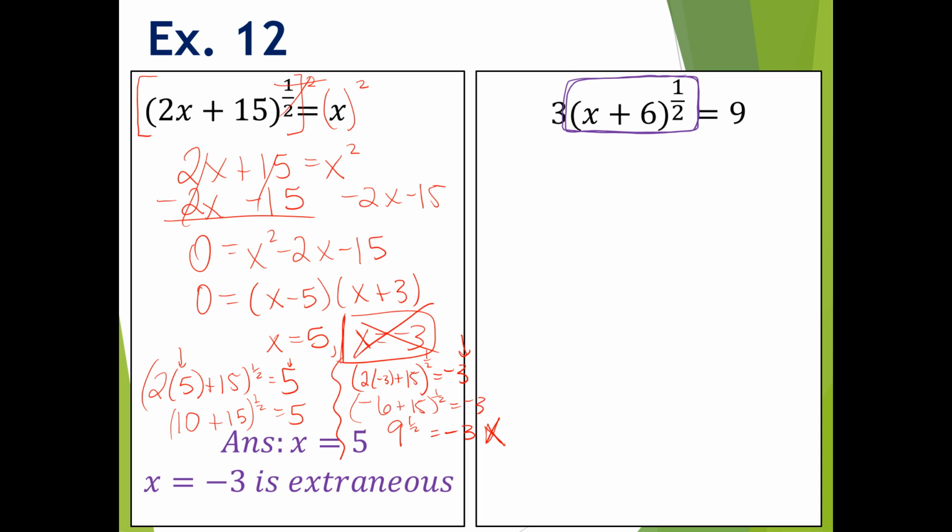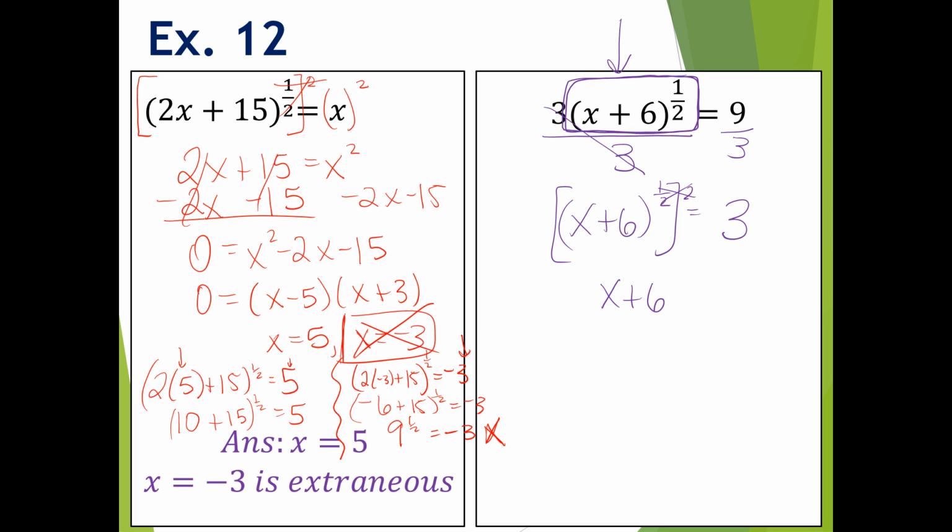This needs to be alone. Now, you could do this problem if this wasn't alone, but you can't always, so I don't want you to build bad habits. That's your radical term right there. So we need to first do what? I want you to think about what we would do here to get that alone. All right, so what we're going to do here first is divide both sides by 3. Then we're left with (x plus 6) to the 1/2 power equals 9 divided by 3, which is 3.